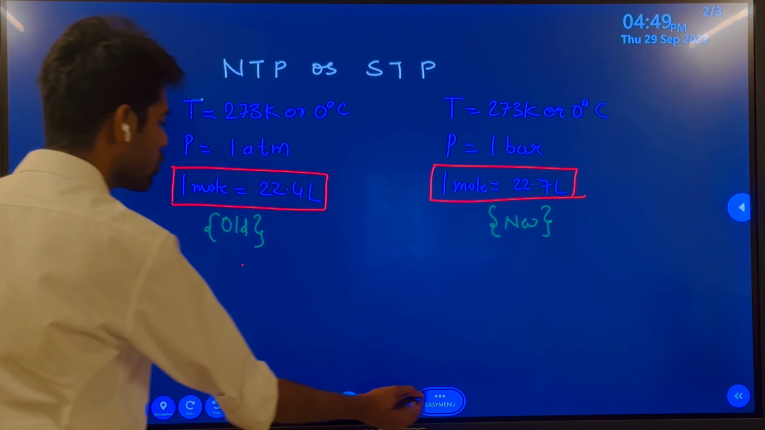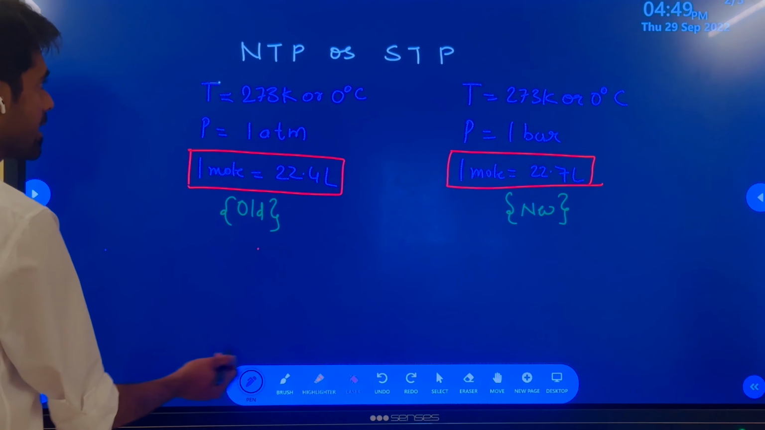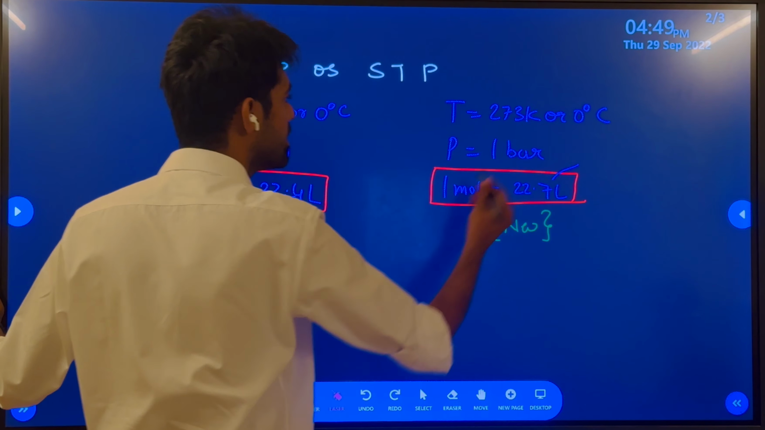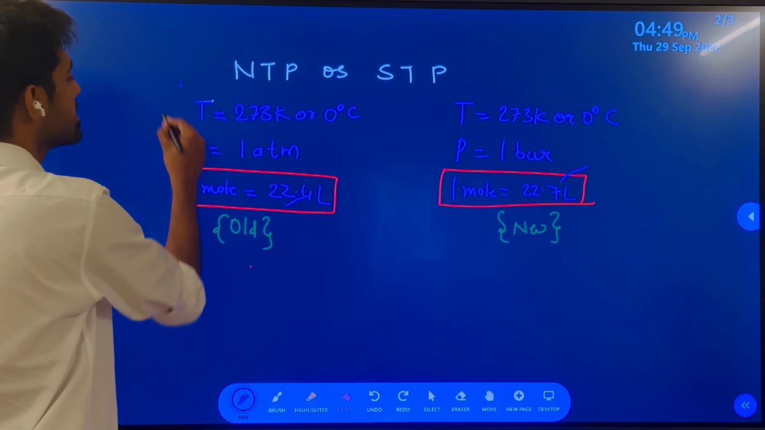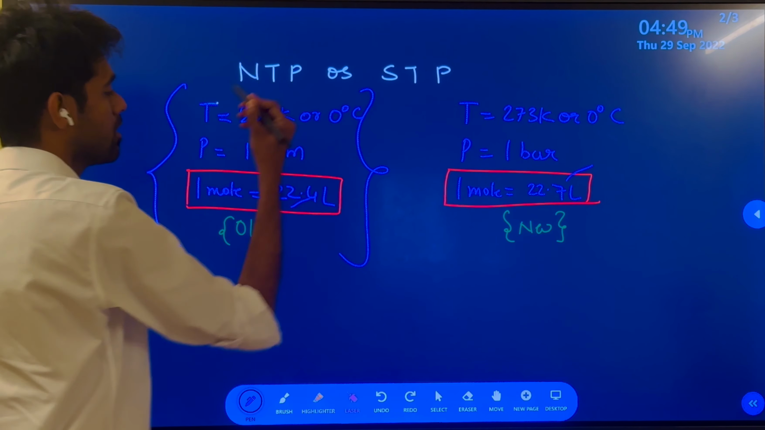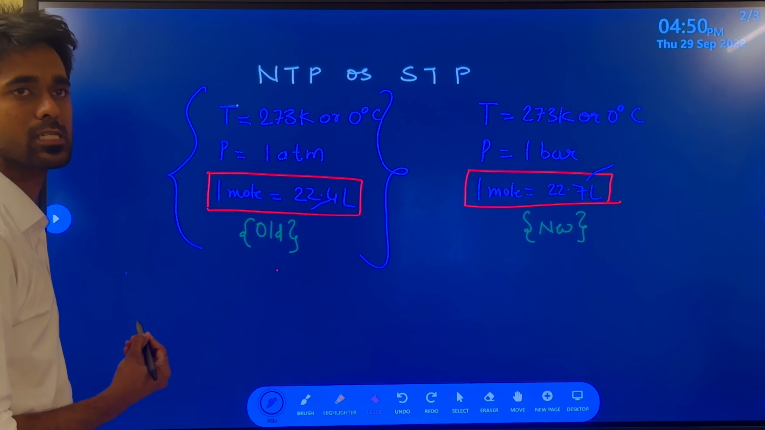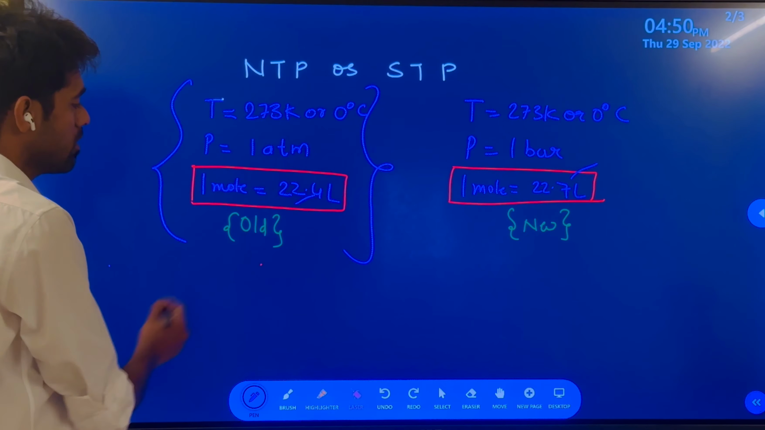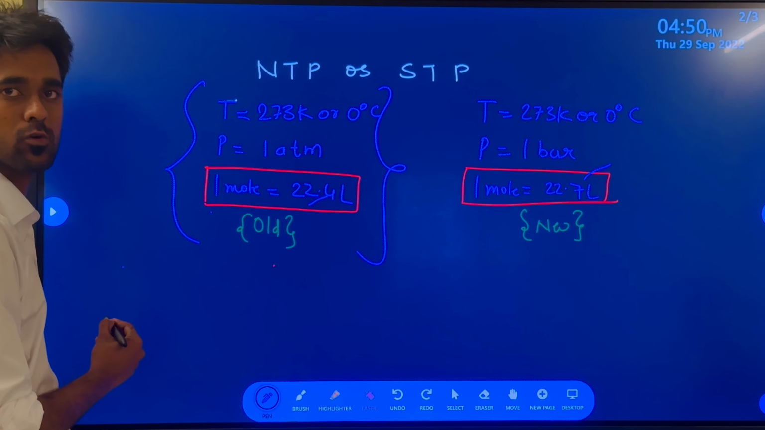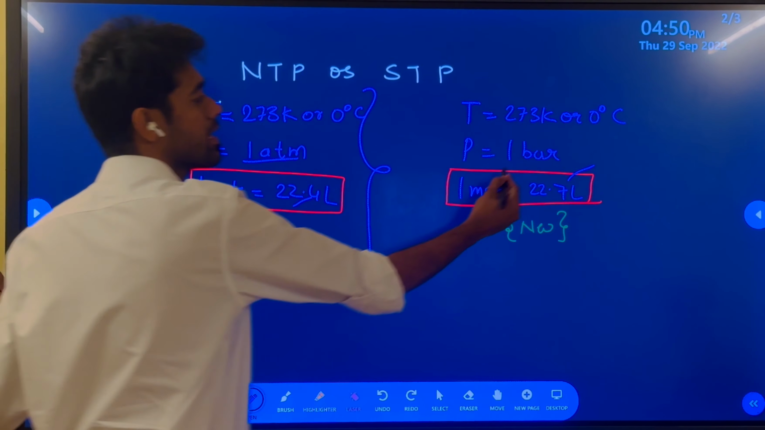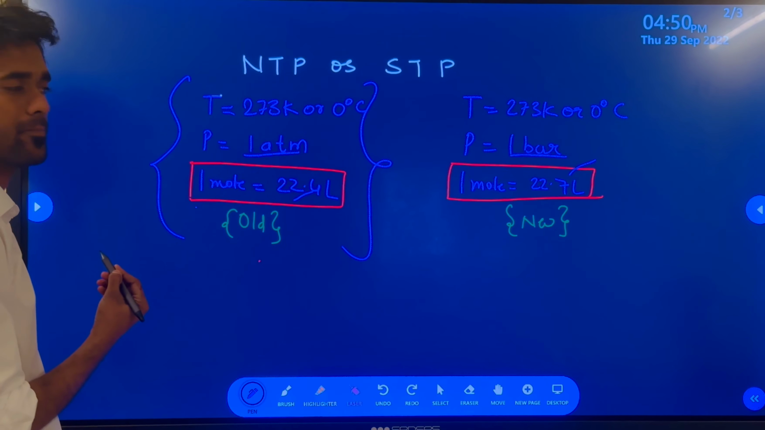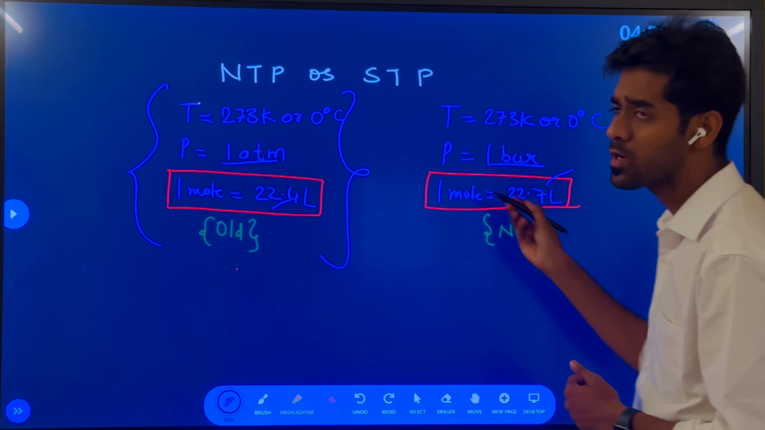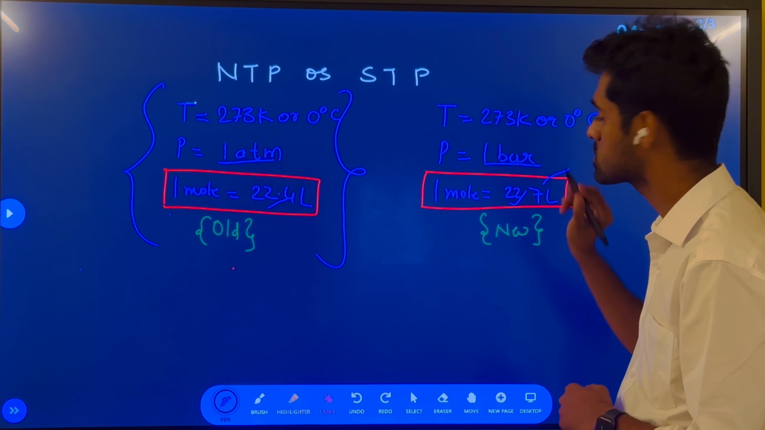Now, as I told you, there are two particular values, one is 22.4 liters and one is 22.7 liters. This is because of the old definition of NTP or STP, which is normal temperature pressure or standard temperature pressure. This is still used in a lot of textbooks where the difference is of 1 atmosphere, and here they say that it is 1 bar.